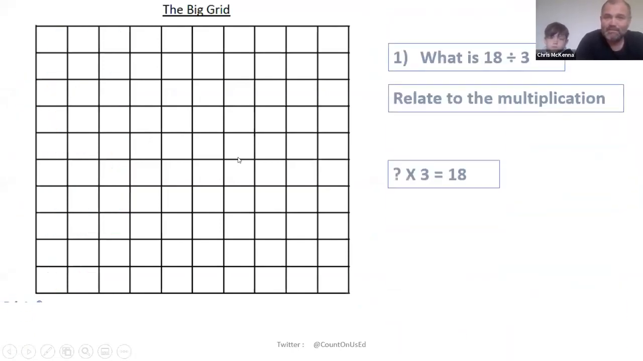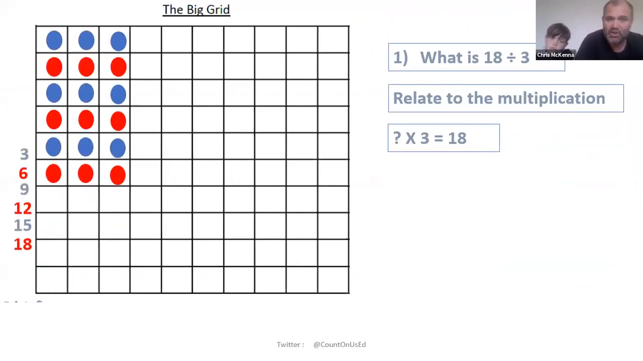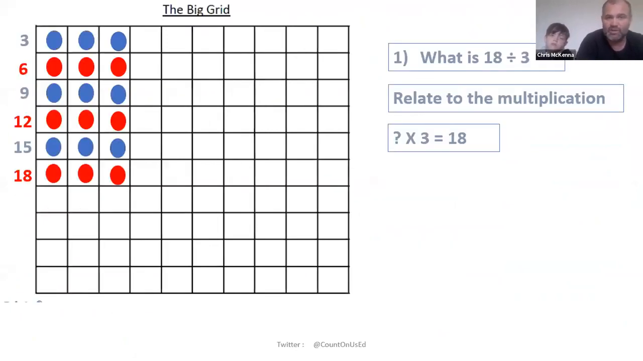Thank you. So I say here, what is 18 divided by 3? Well, we can relate that to multiplication. How many 3s are 18? We can draw the picture. We can see that the answer was 6 groups of 3. So 18 divided by 3 equals 6.